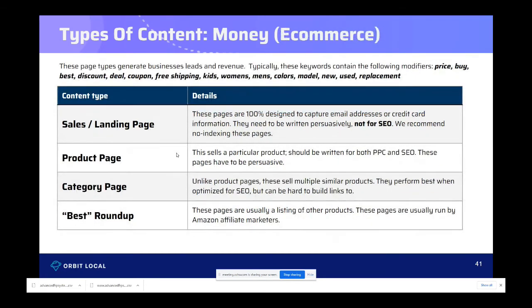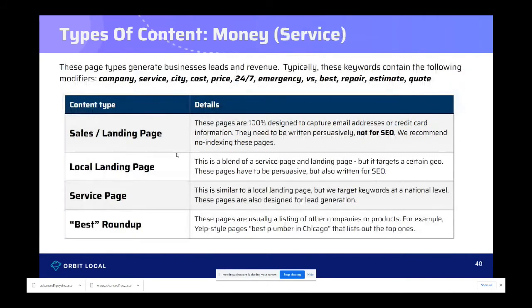Same thing with e-commerce sites. With the last example we looked at, like a service page, these keywords would be representative of the buying cycle towards the bottom. Someone looking for cost or service or company is near the bottom of that buying cycle. So you need to produce these types of pages.